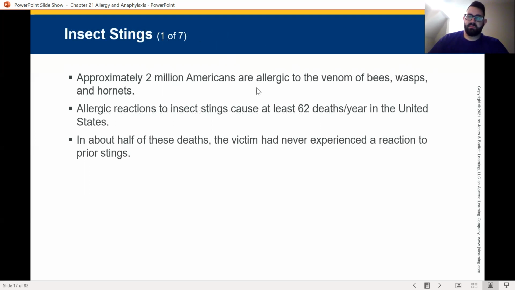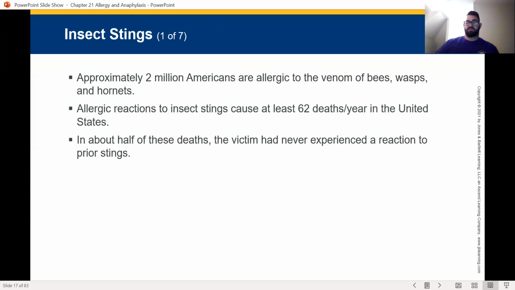So approximately 2 million Americans are allergic to venom of bees, wasps, hornets. Allergic reactions to insect stings cause at least 62 deaths a year. So it's not a whole lot of people dying from it. It's probably because they're too far from medical care. I'm telling you, an EpiPen is a bad mofo. An EpiPen can go a long way, brother.